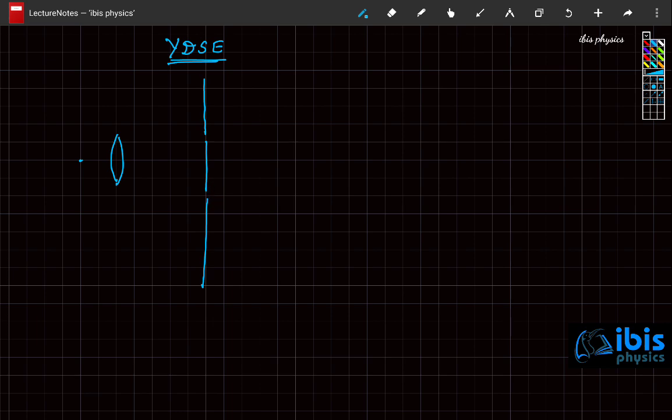and here another source. So let us call this source 1 and source 2, and the distance between these two sources, let us call this distance small d. And far away from these sources you have a screen, and the distance between these two will be equal to capital D. Here are the sources and here is the screen.